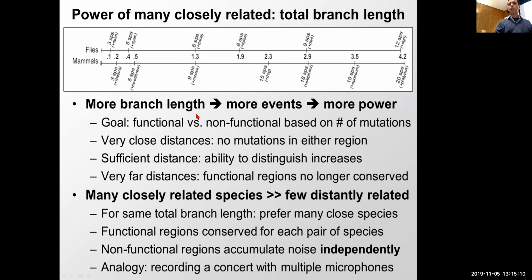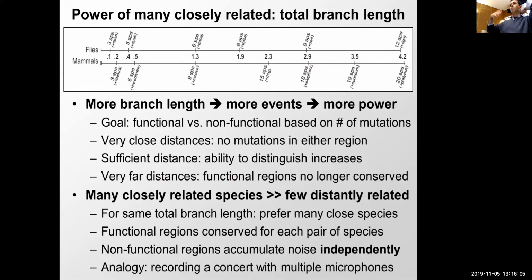with very close distances, you simply have no mutations in either region. You compare two regions between human and chimp, and you're like, well, no mutations here, no mutations there. There's not much you can do. Whereas with sufficient distance, the ability to distinguish increases. That's when you start shedding light on the two regions. But the problem is that with very, very far distances, if you start comparing human and yeast or human and amoeba and human and bacteria, the functional regions are no longer conserved, okay? So there's increased power with increased distance, but at some point, these species are simply billions of years apart.